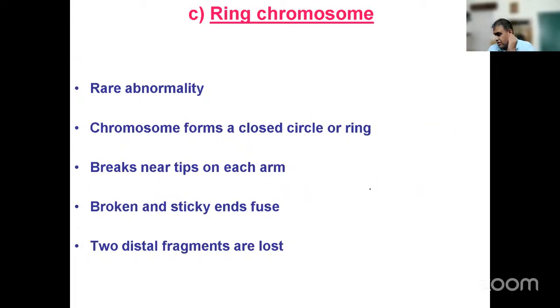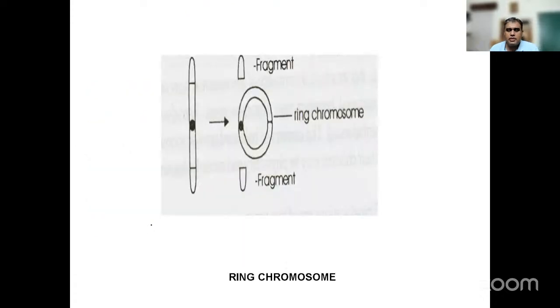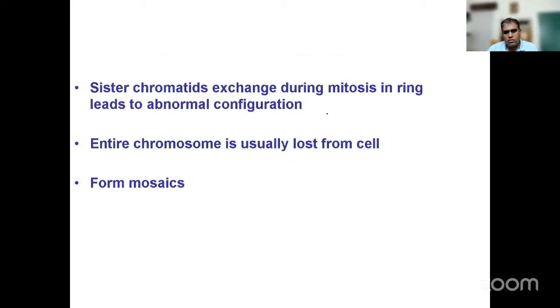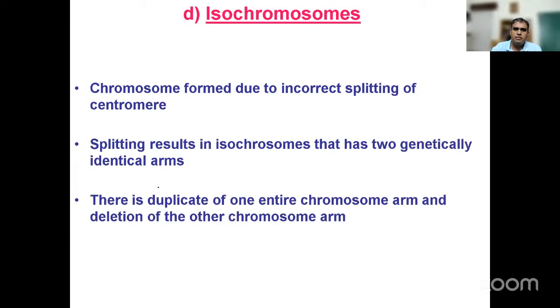More or less fine. And we have a ring chromosome. It is a rare abnormality, but you should know it for the theory exam at least. The chromosome forms a closed circle or ring, simple as that. It breaks near the tip, and normally when it breaks there is a sticky part, so that gets stuck. The distal fragments might be lost. Look at the image, at the fragments getting removed, and then these sticky ends combine and form this ring chromosome. Sister chromatids exchange during mitosis. The entire chromosome is usually lost and forms mosaics.